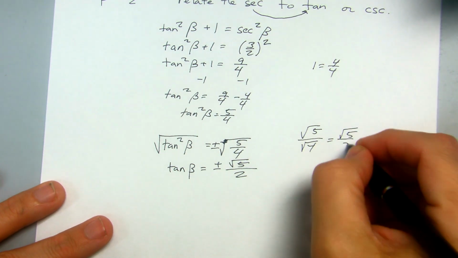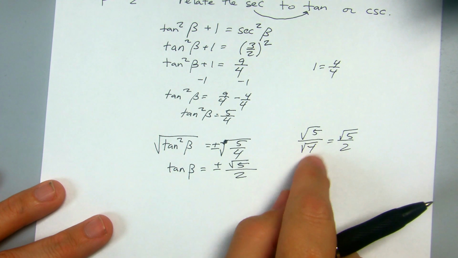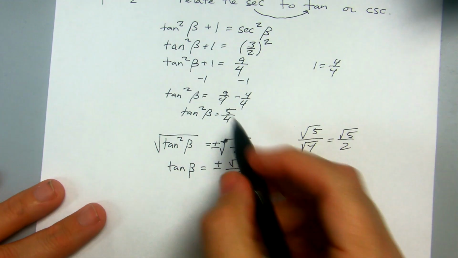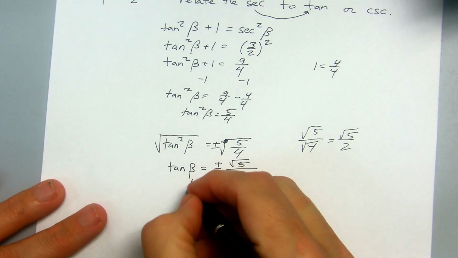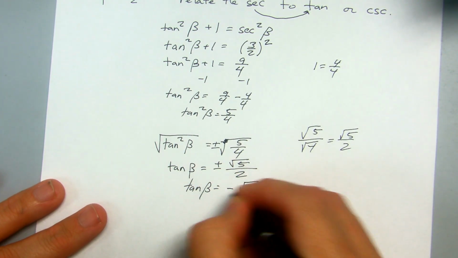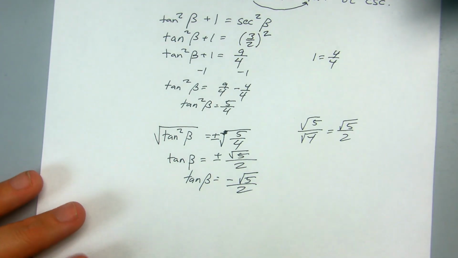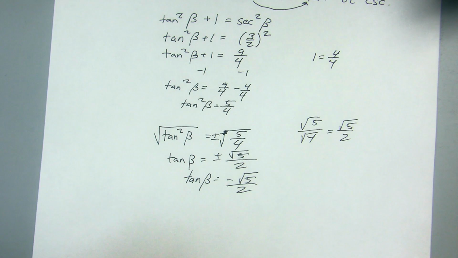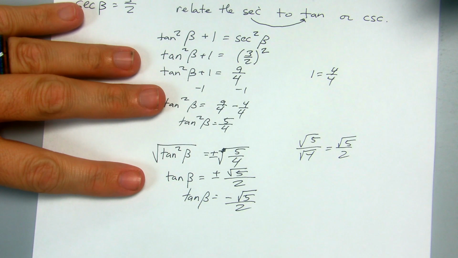And just really quickly, this is how you would simplify the square root of 5 over 4: square root of 5 over the square root of 4, and the square root of 4 is 2. But I don't care about the positive one. I want the negative one only. So I know the tangent of beta has to be equal to negative square root of 5 over 2. That gets me a tangent, and it is the tangent that we found together creating the triangle. So you can get there just by using the identities, which are the algebra.